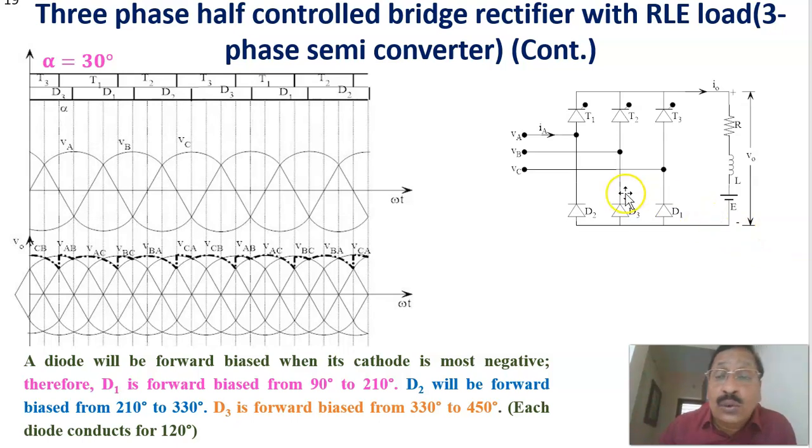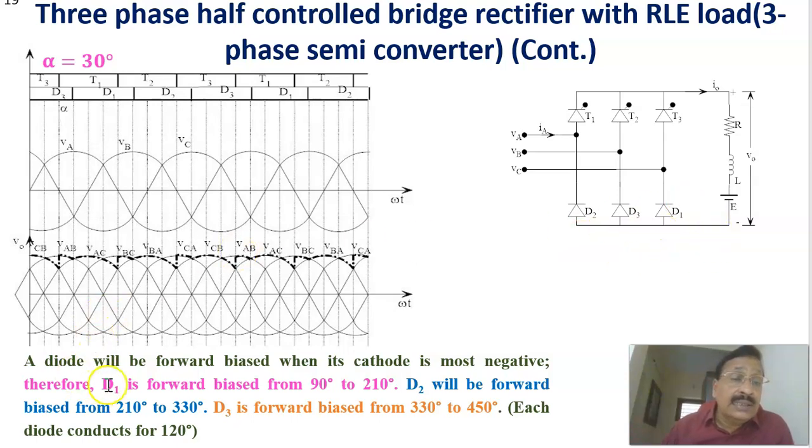Next, T1 and D3 are conducting, not D1. D3 means phase B comes here and phase A comes here, so VAB appears. Based on the devices conducting on the positive side and the diodes on the negative side, the corresponding phases are connected to the load and we get the line voltage. This is the shape of the voltage across the RLE load.